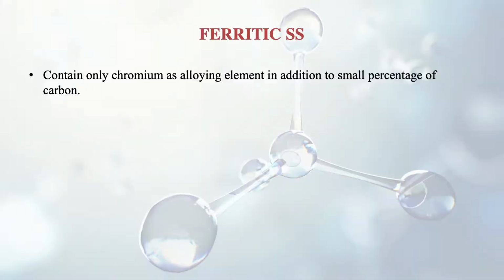So first of all, we discuss the ferritic one, and its composition is given here. It contains chromium as an alloying element in addition to a small percentage of carbon. Carbon is from 0.05% to 0.15% and chromium is from 13% to 30%.